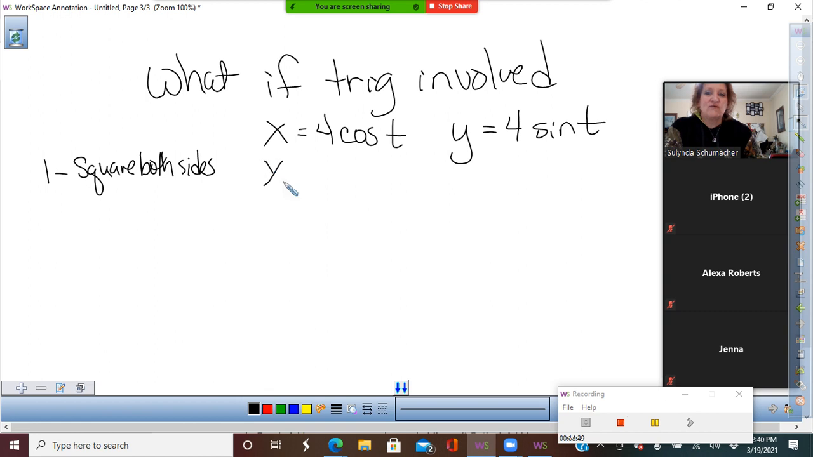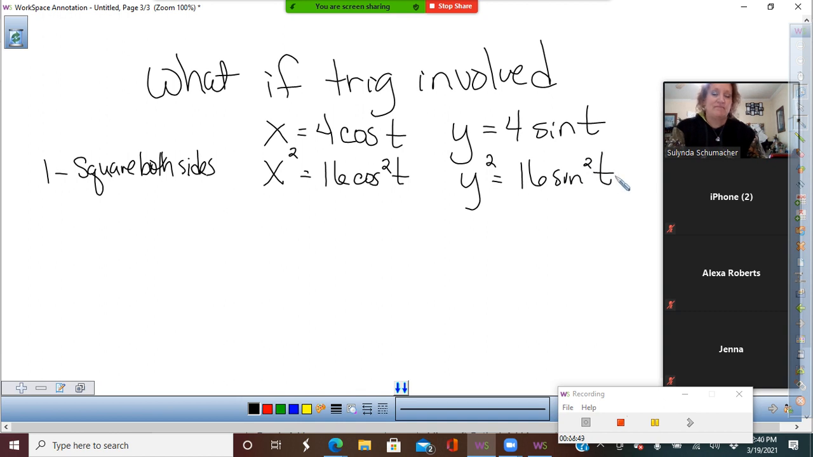So this becomes x squared equals 16 cosine squared t. This one is y squared equals 16 sine squared t. Step 2. I'm going to ask you to add the equations together. Because we're going to add the left sides together and we're going to add the right sides together, it's actually a one-to-one function, so that's why it works.